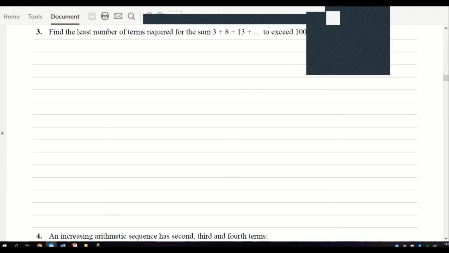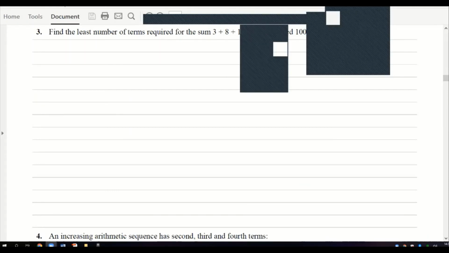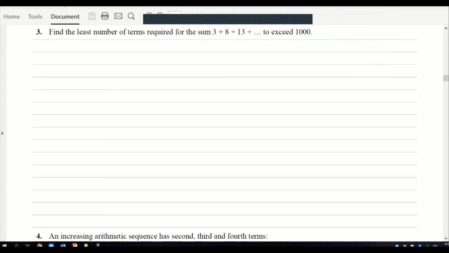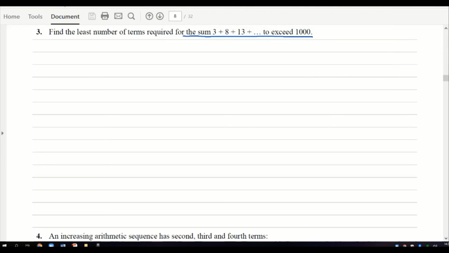Okay, so for worked example 3, we're asked to find the least number of terms for the sum to exceed 1,000. Right. So let's write this mathematically, okay? What are we being asked to find? We want the sum. So we're finding the number of terms. So when it says number of terms, it seems to suggest we're finding a value for n. And we want this sum to exceed 1,000. So in other words, we want this Sn to be greater than 1,000.